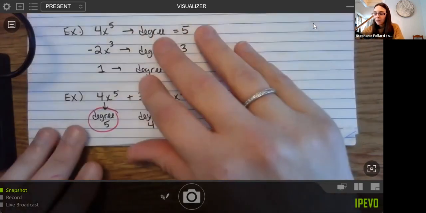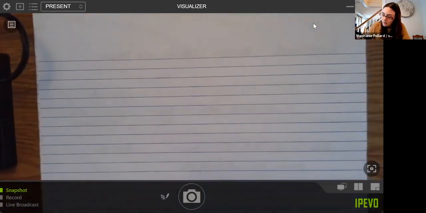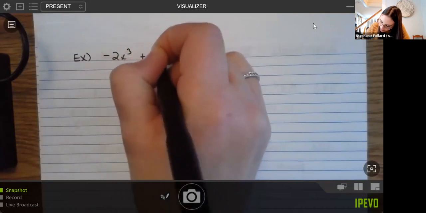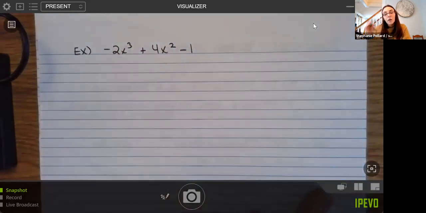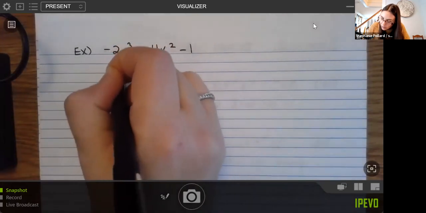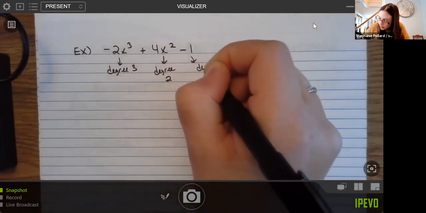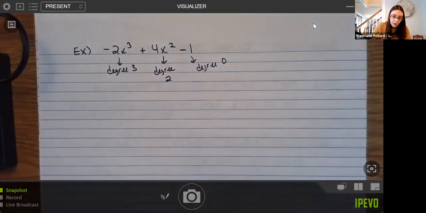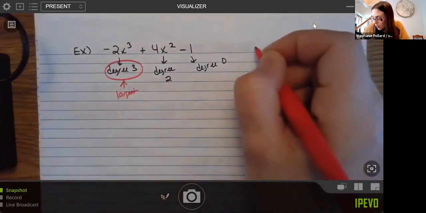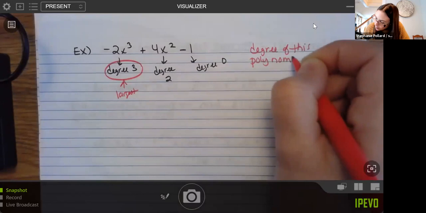Let's do one more example here, and then we'll go on to polynomials with more than one variable. So maybe I have something that is negative 2x cubed plus 4x squared minus 1. Okay. Now notice that my powers are in descending order. You do want to be careful there. It's nice to have them in that order. It makes things easier. So my degree here is 3. My degree here is 2. And my degree here would just be 0. So if you have a constant, it's just 0. And then what we're going to do is we're going to take the largest one. So the degree of this polynomial is 3.